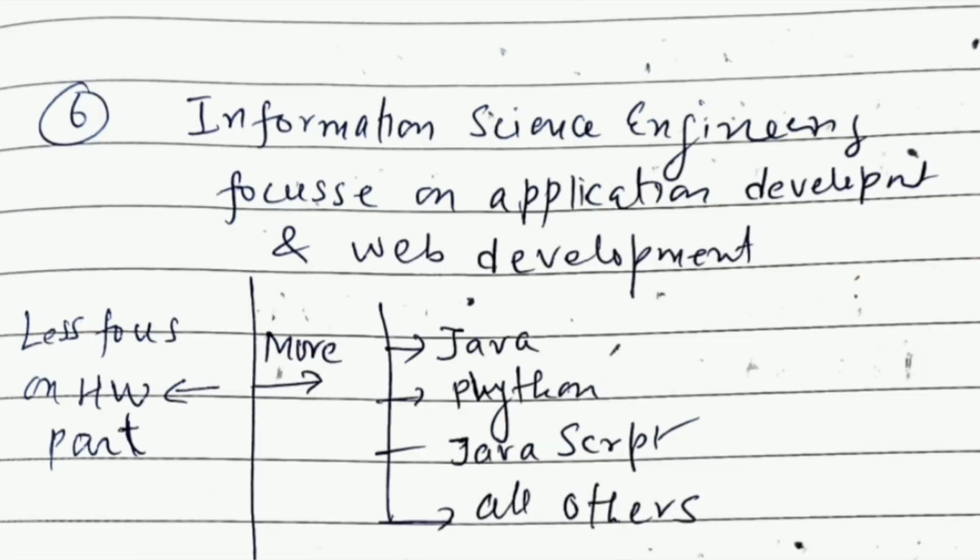Now coming to the next branch, as I mentioned, information science engineering is a very popular branch, and it has been there for a long time, 20 years, and it focuses mainly on application development and web development. So anybody who loves coding, who doesn't want to study more on hardware but only concentrate on coding and programming, this is the best branch, right?